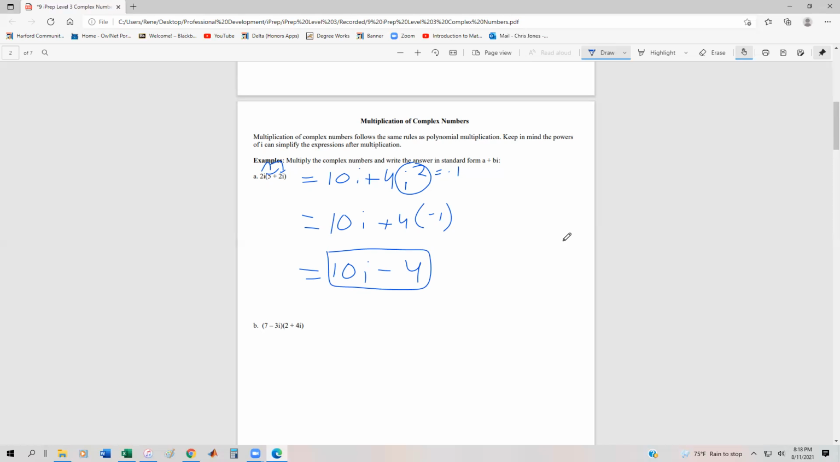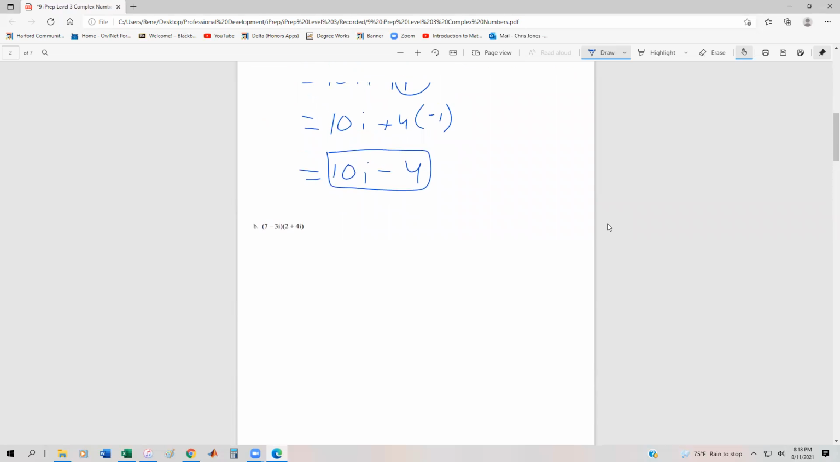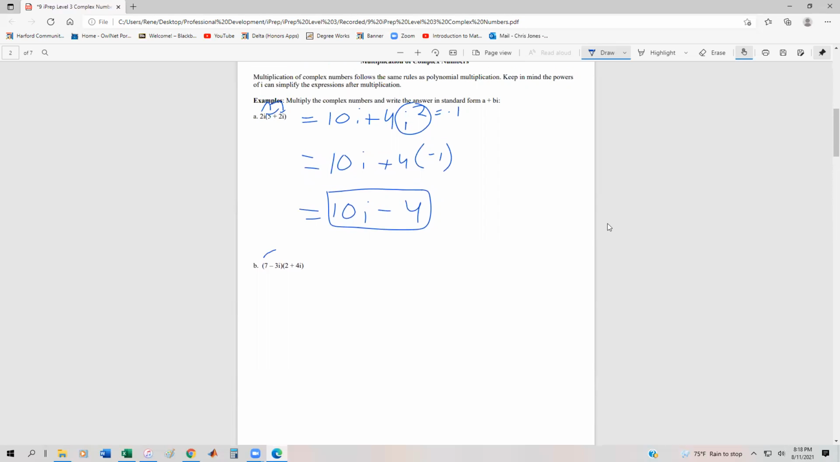We could also go ahead and not just distribute, but extend that distribution to FOIL. So we have 7 minus 3i times 2 plus 4i. We take the 7, so we have our first, and we have our outer. So that's going to be 14 plus 28i. And then we take our inner and our last for our FOIL. So that's going to be minus 6i, and then minus 12i squared for the other terms.